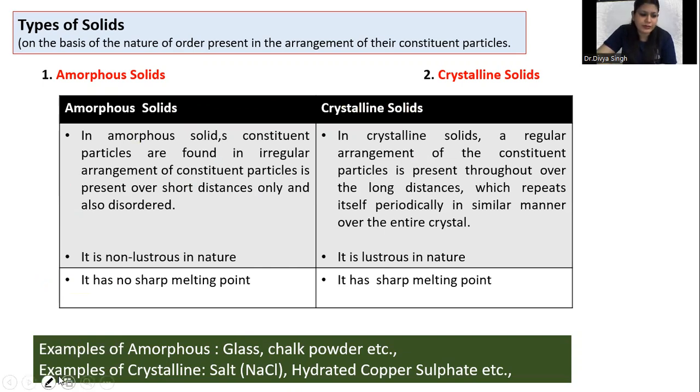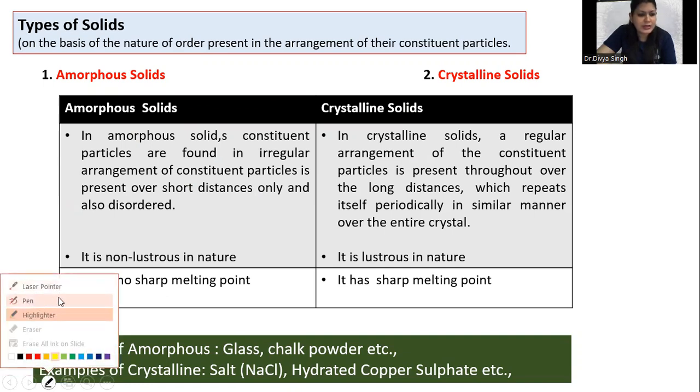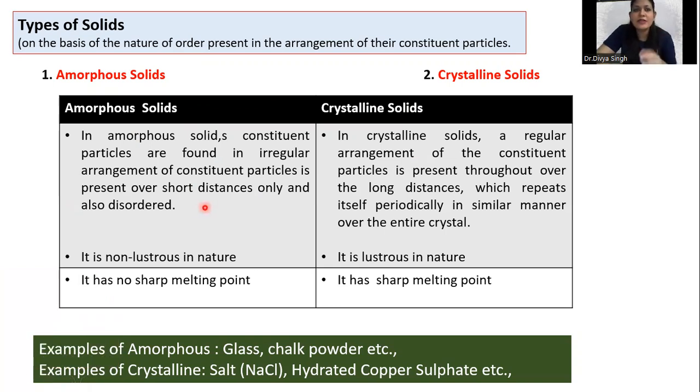Amorphous solid. What are amorphous solids? Amorphous solid is explained on the basis of the arrangement of constituent particles. When the constituent particles are not arranged in a regular pattern, or when they are arranged in a regular pattern for a short distance and then again randomly arranged within the entire solid, then they are called amorphous solids. But crystalline solids are regularly arranged throughout a long distance and repeat in a similar manner in the complete solid structure; that defines the crystalline solids.